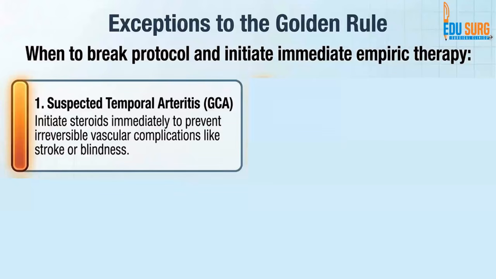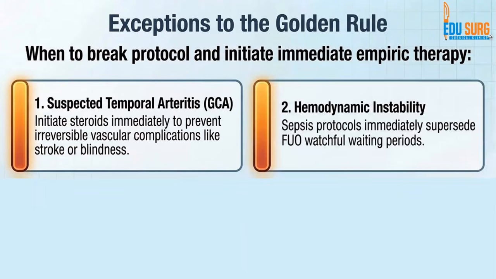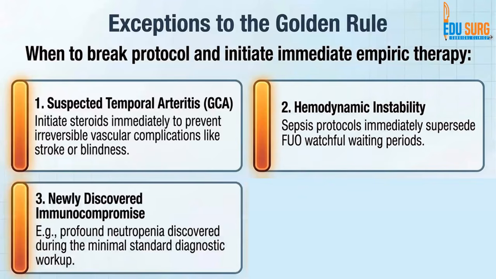So, what are these areas where you break protocol and initiate immediate empirical therapy? Like I said, one of the important diagnoses to rule out is temporal arteritis or giant cell arteritis. You need to initiate steroids immediately to prevent irreversible vascular complications like stroke or blindness. Another important area: if the patient presents with hemodynamic instability, then sepsis protocols immediately need to be started, and this is no longer the watchful waiting type of scenario in fever of unknown origin.